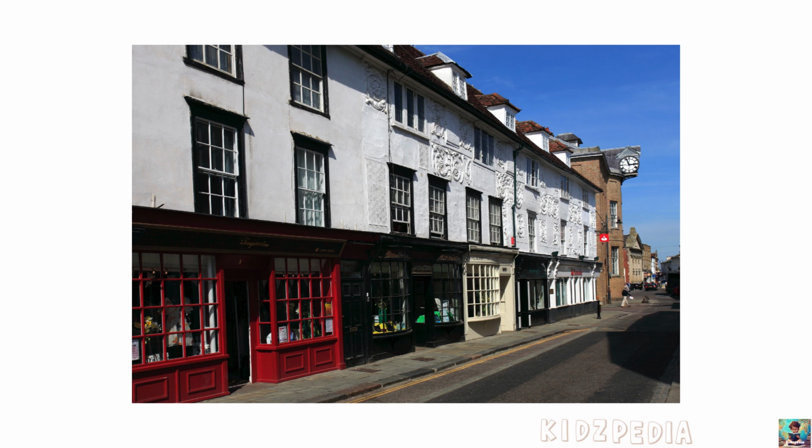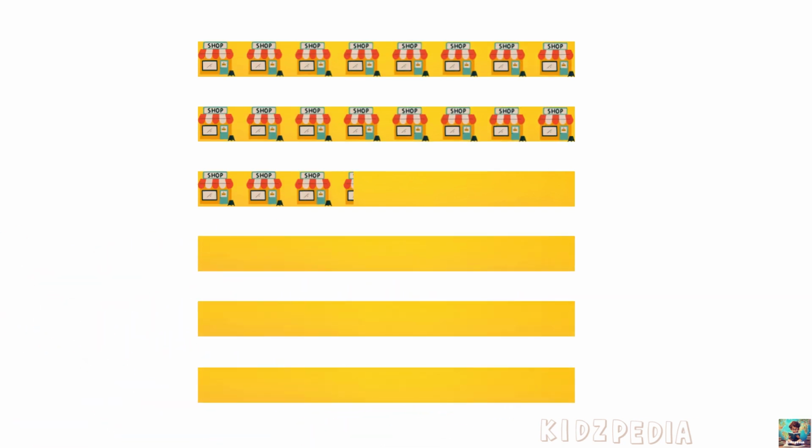Imagine you're in a big market. The market has rows of shops, like lines of shops going left to right. If you say, meet me at 6 p.m. at the 7th shop in the 5th row from the entrance, it means we need to find the 5th row from the entrance.